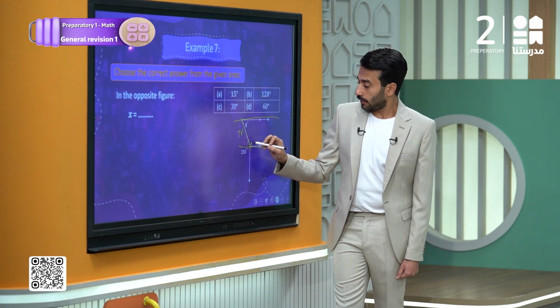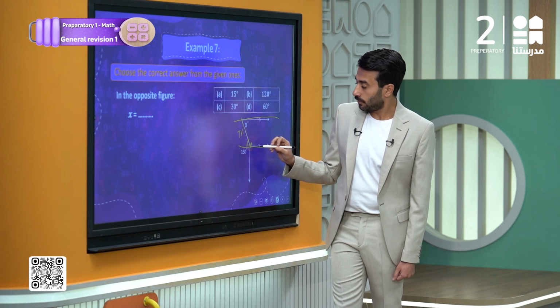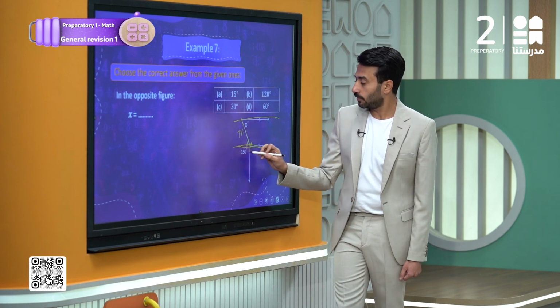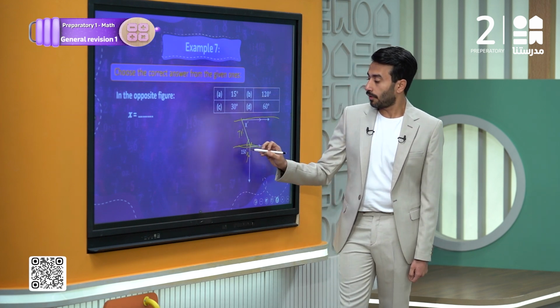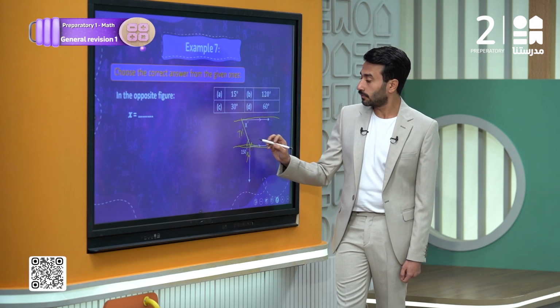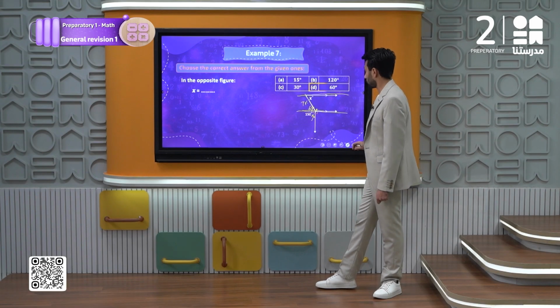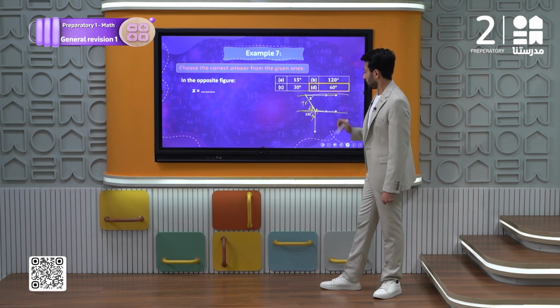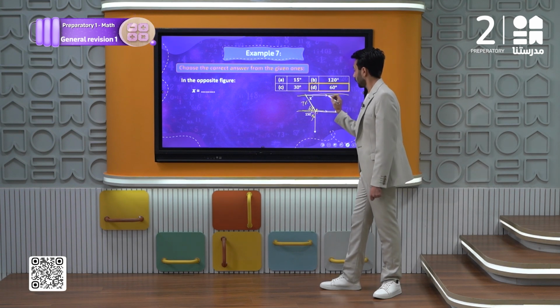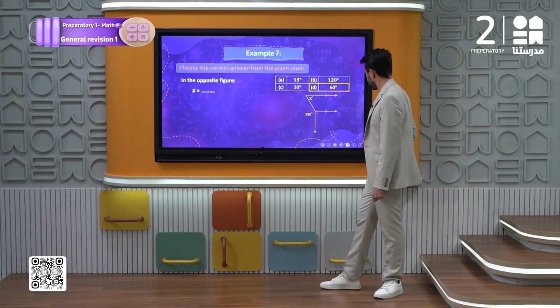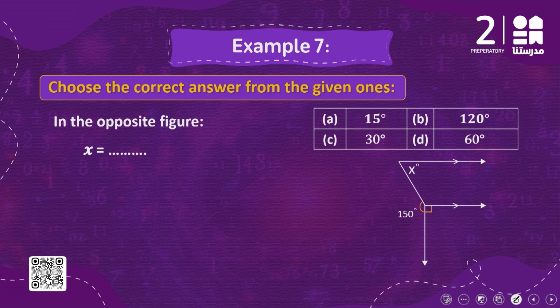You can find this angle easily, as this is a straight line. That means this is 90. 150 minus 90, simply this is 60. So this is a value of x, which is 60, as x and this angle equal because of letter Z. So again in this question, to find x, you can move in this Z way.